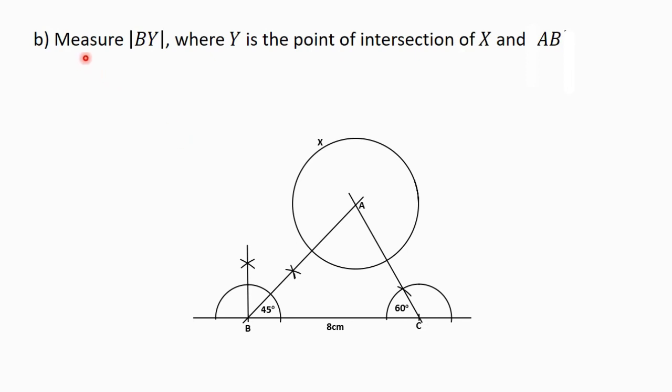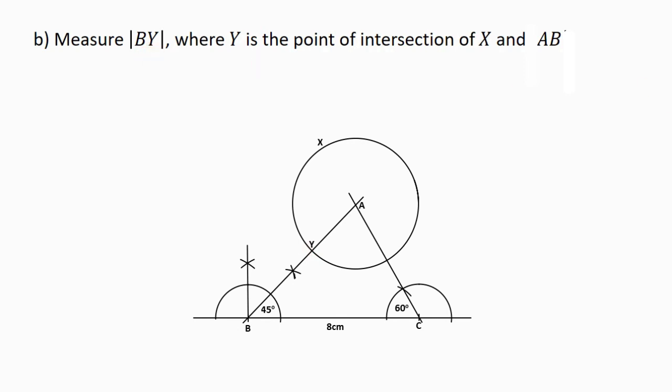It says that we should measure BY, where Y is the point of intersection of X and the line AB. So we have point Y here, which is the point of intersection of the locus X and the side AB. We now know the position of Y. The question says that we should measure BY.